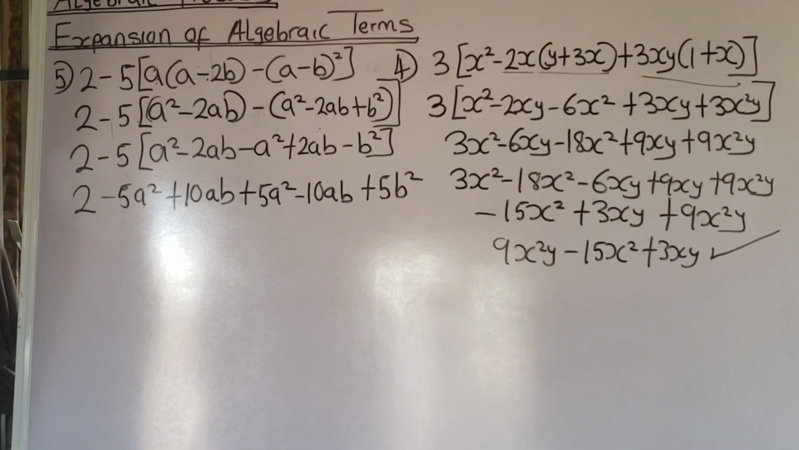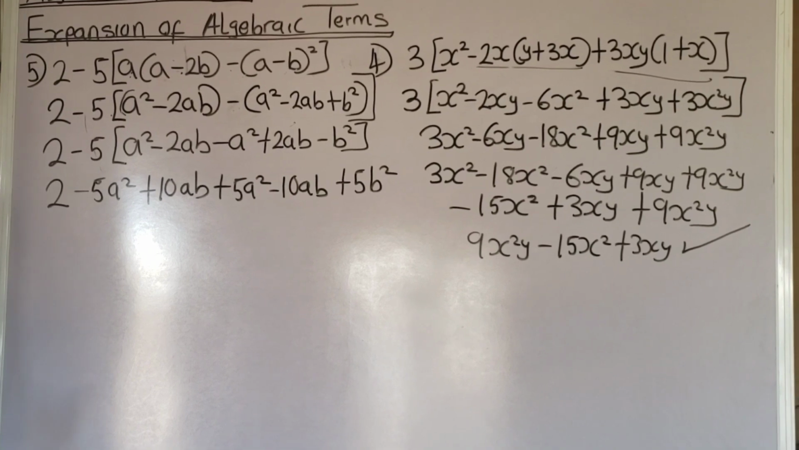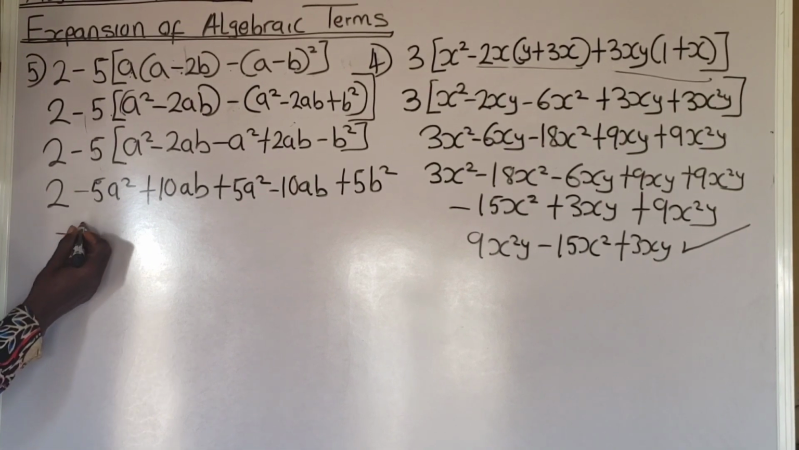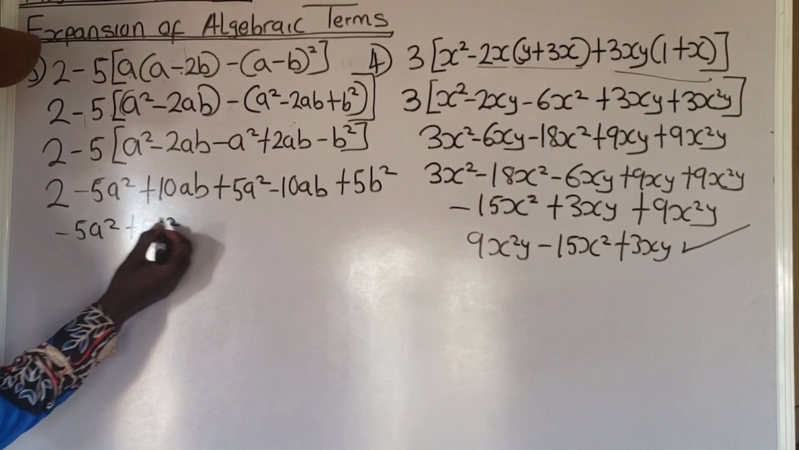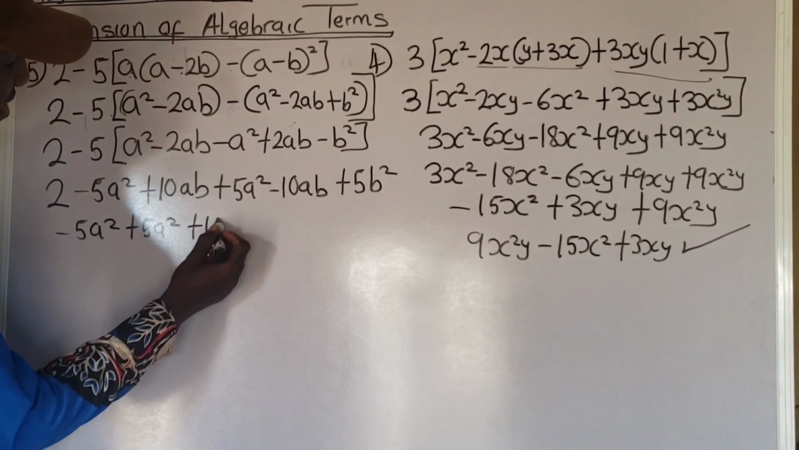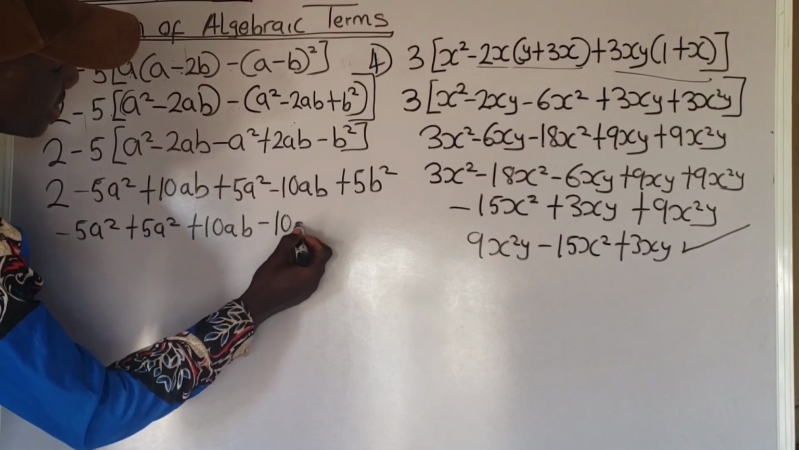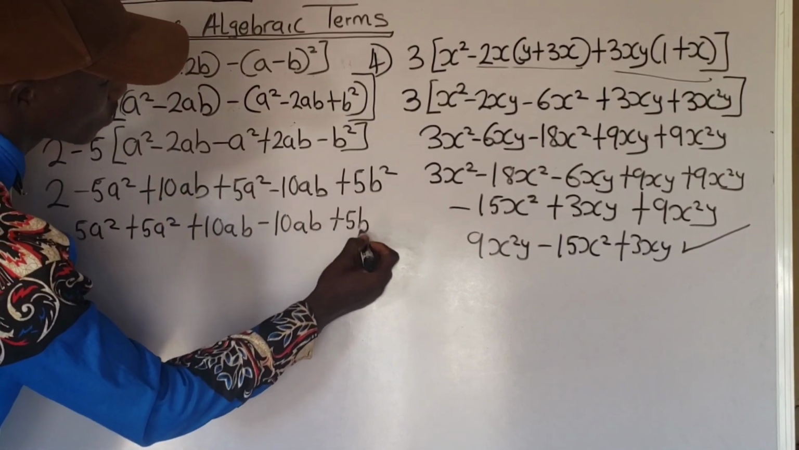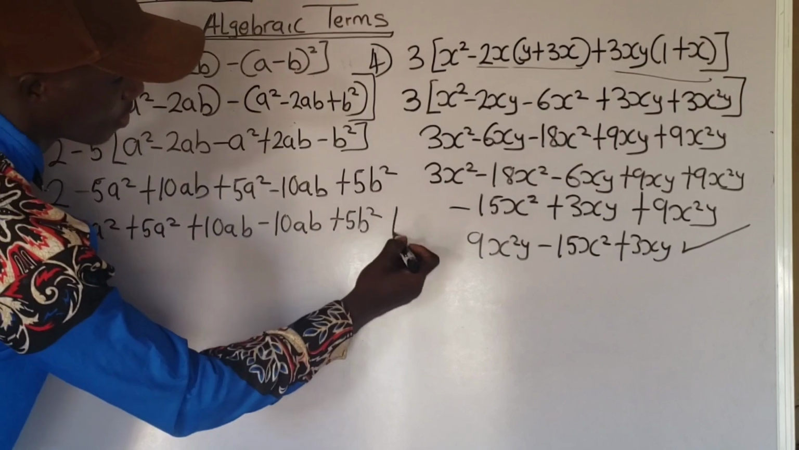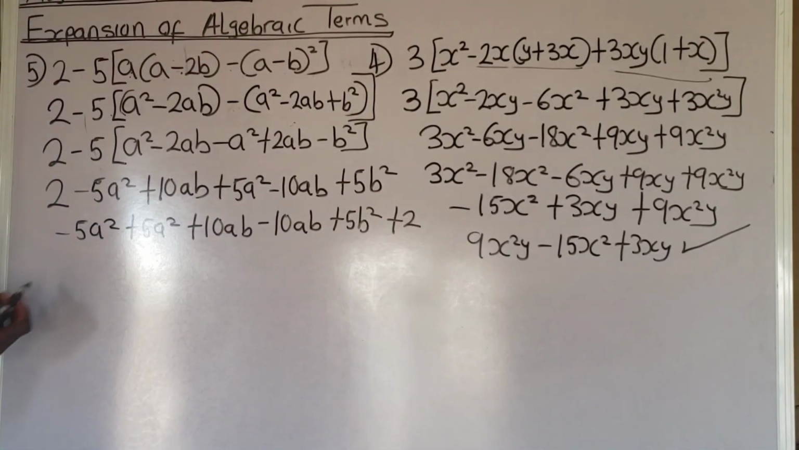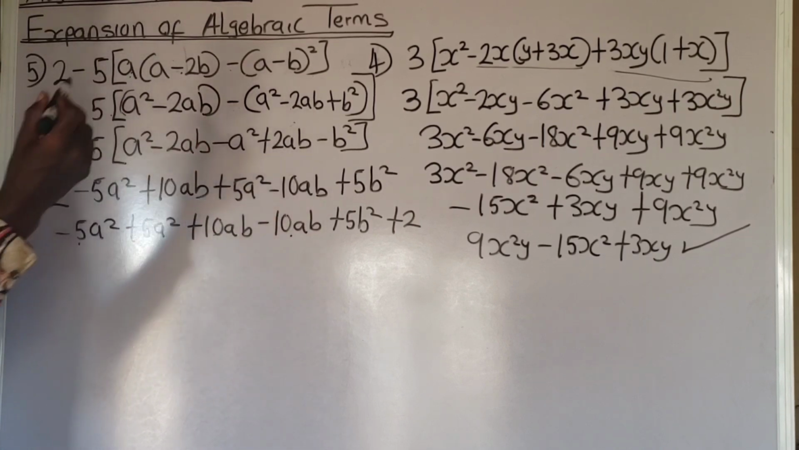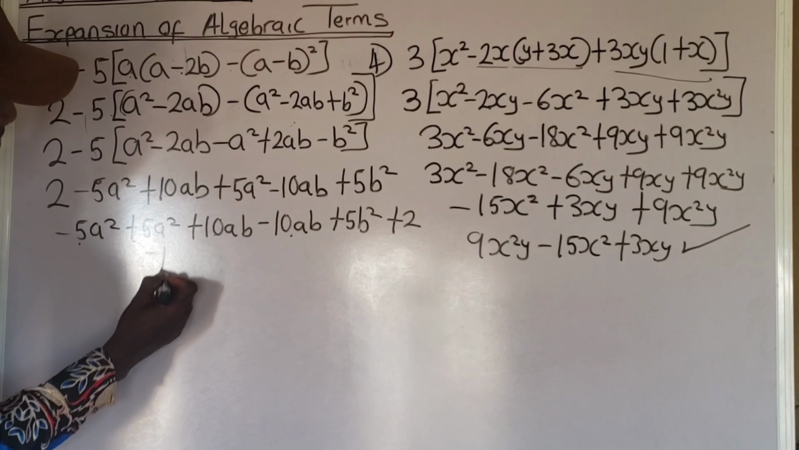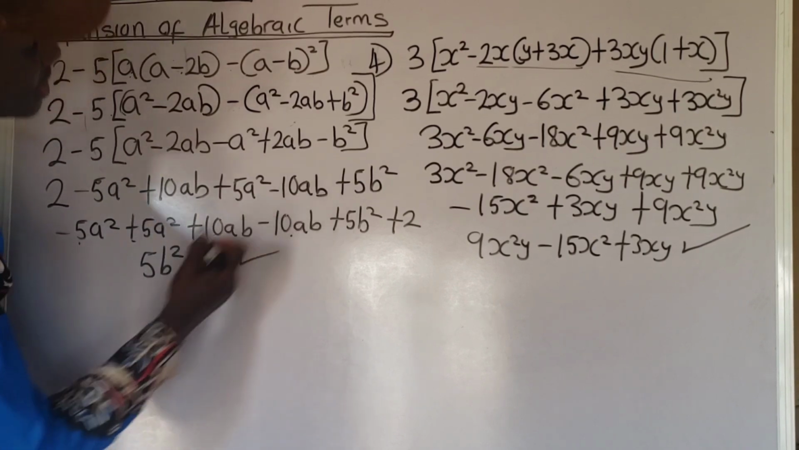Do you understand? From this point, we are going to collect like terms. For this, I'm going to have minus 5a squared plus 5a squared, plus 10ab minus 10ab, plus 5b squared, then plus 2. This negative 5a squared and positive 5a squared cancel each other, that will be 0. Positive 10ab and negative 10ab will be 0. So I'm left with 5b squared plus 2. That is the answer.